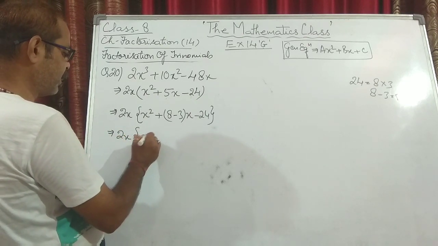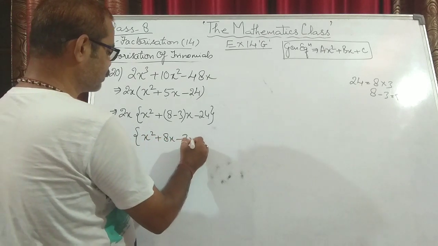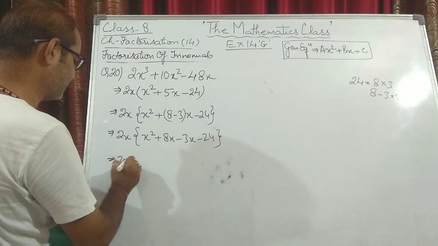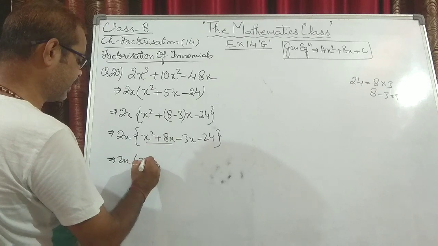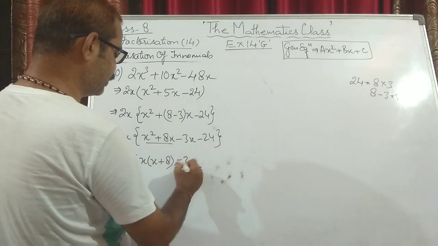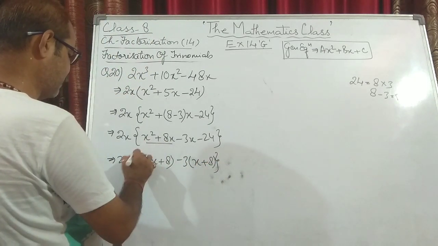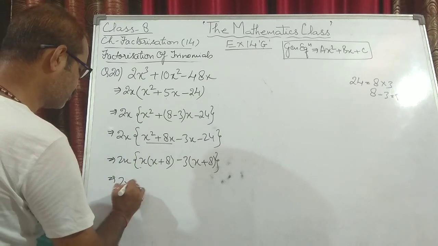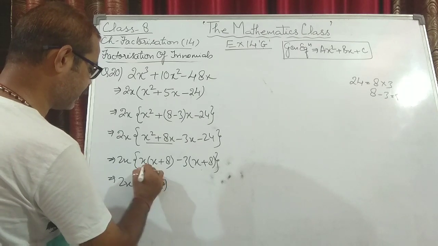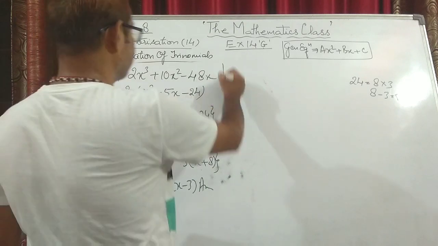When you open the bracket, x square plus 8x minus 3x minus 24. From these two we can take x common. What is left? X plus 8. Minus 3 common from these two. What is left? X plus 8, and then 2x, x plus 8 is common, and what is left? X minus 3. So 2x into x plus 8 into x minus 3, that is the final value.